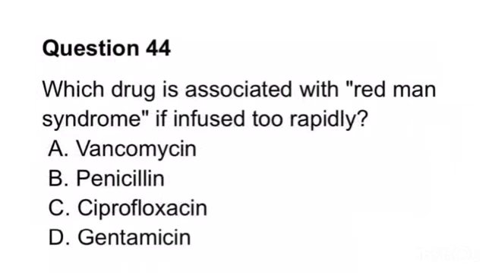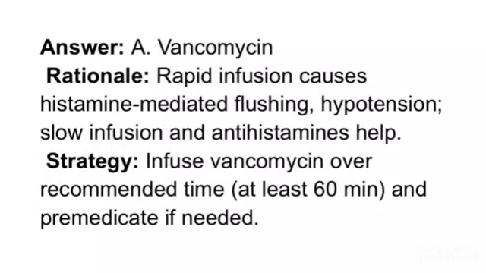Question 44. Which drug is associated with red man syndrome if infused too rapidly? A. Vancomycin. B. Penicillin. C. Ciprofloxacin. D. Gentamicin. Answer: A. Vancomycin. Rationale: rapid infusion causes histamine-mediated flushing, hypotension, slow infusion and antihistamines help. Strategy: infuse vancomycin over recommended time, at least 60 minutes, and pre-medicate if needed.